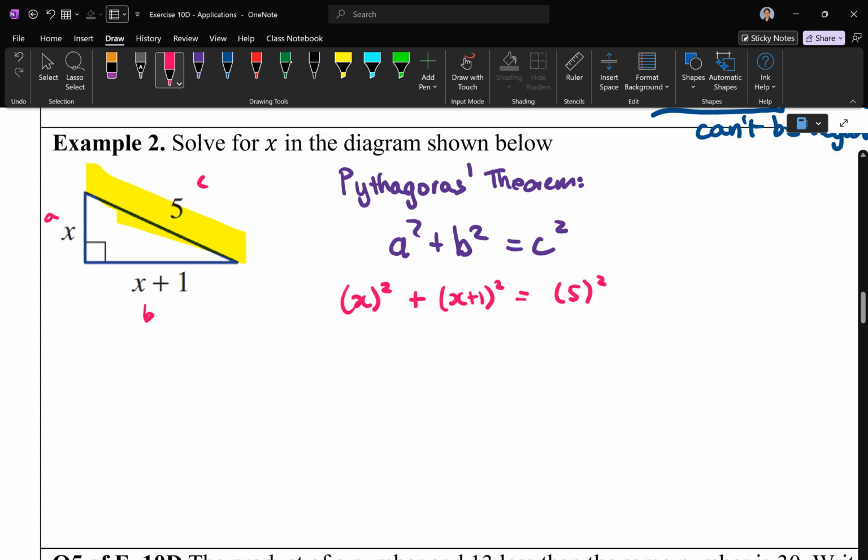So now, your job is to expand and simplify. Listening? 5 squared is 25. X squared, well, is just x squared. And this is where I was teaching you. How do you expand this quickly again? What's the answer? I taught you a quick way to do it. No, not factorize. You want to expand. How do you expand x plus 1 squared quickly again?